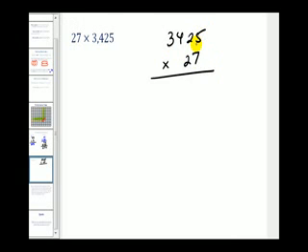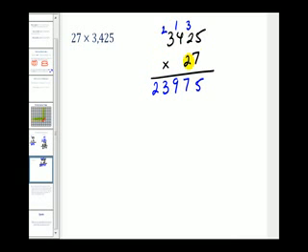7 times 5, that would be 35. So we write the 5 down and we carry a 3. Now we have 7 times 2, that's 14, plus the 3, that would be 17. Carry the 1. 7 times 4 would be 28, plus the 1, that would be 29. So we write the 9 down and carry the 2. And now we have 7 times 3, that's 21, plus 2, that's 23.